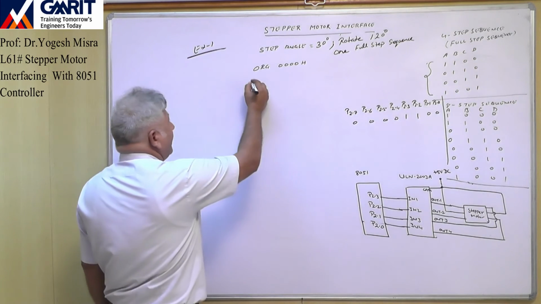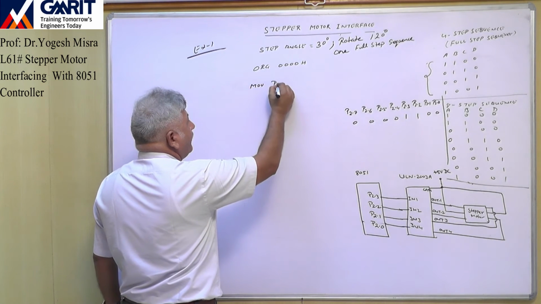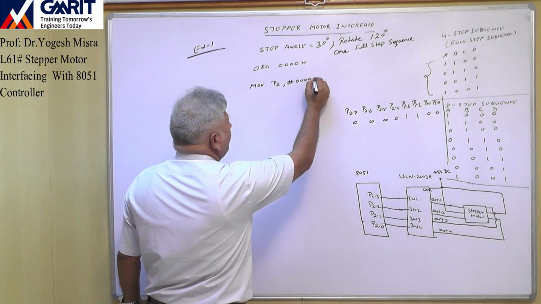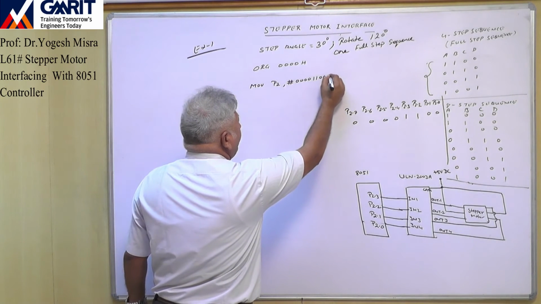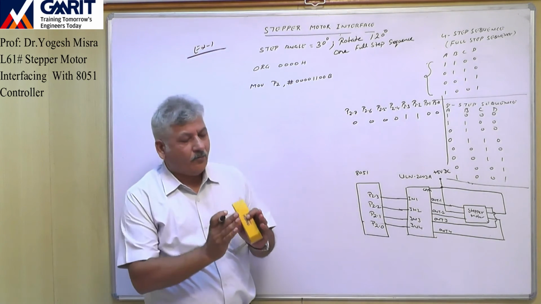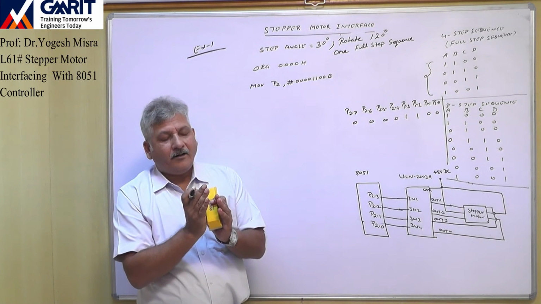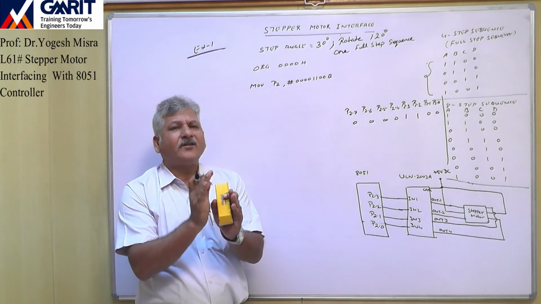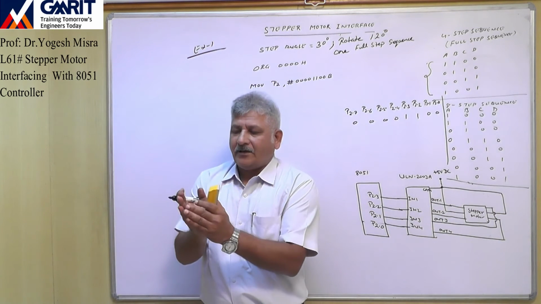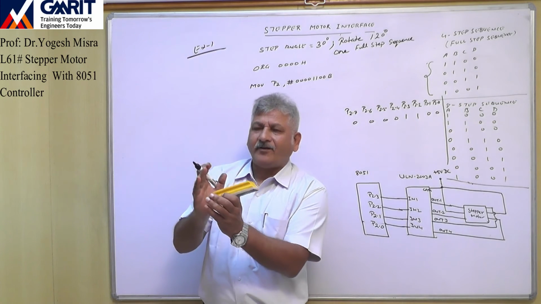Right? So I will write the program here. Move P2, hash 0, 0, 0, 0, 1, 1, 0, 0 in binary. Now once I send this sequence, the motor will rotate 30 degree. Now I want the next 30 degree rotation to happen after some delay. Right? After some delay, rotation should be like this: 30 degree and 30 degree, with a delay in between.